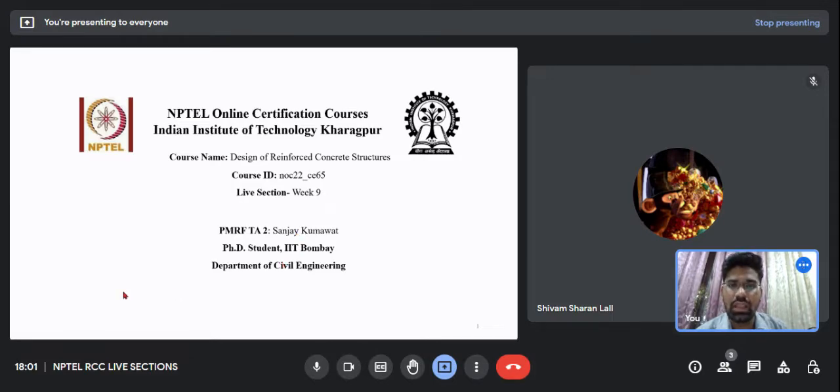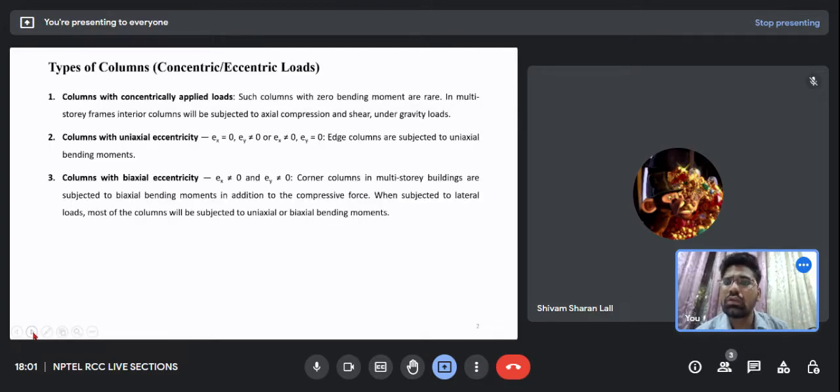I am Sanjay Kumawat, and today we will be having the live section on the design and analysis of columns. So, let's begin with it. Let's first have a look at the types of column.